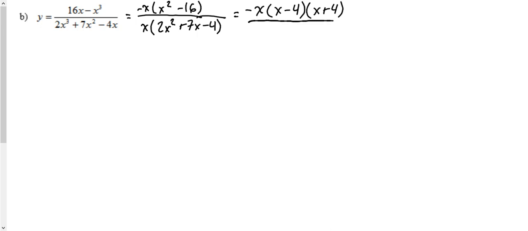In my denominator, I can factor that any way I'd like. I'm going to use decomposition, and that's going to get me to something that looks like 2x minus 1 and x plus 4.